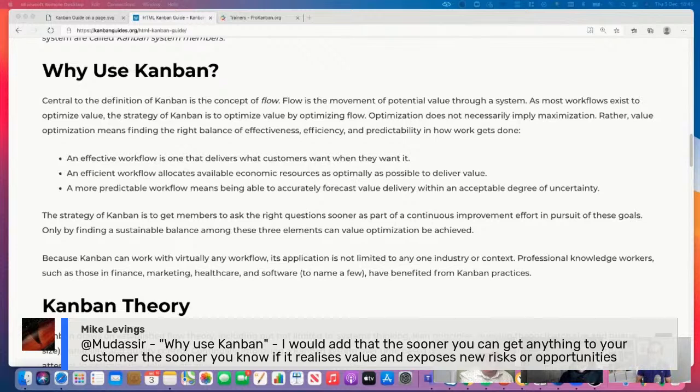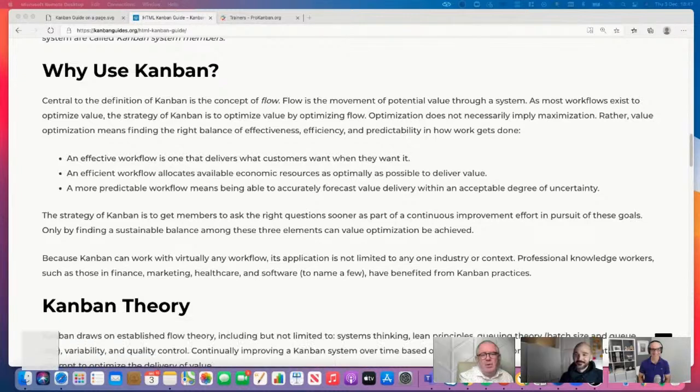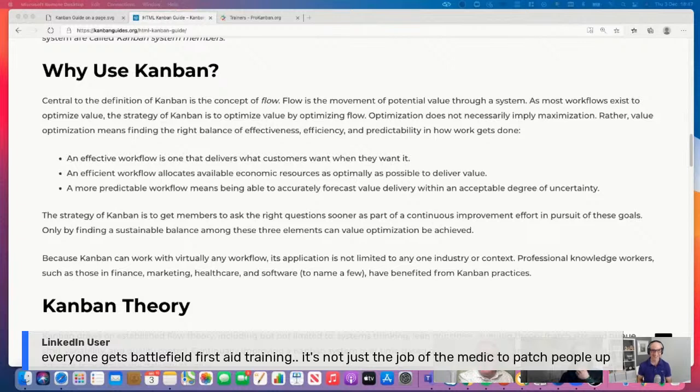Yeah, absolutely. I'm a big fan of the Lean UX Brigade, where they try to build up evidence on things you should never even build in the first place as well. But that's for another live stream session, I guess. Another one here, I think this is from James: everyone gets battlefield first aid training, it's not just the job of the medic to patch people up. Absolutely. So we all need to learn about flow, really.